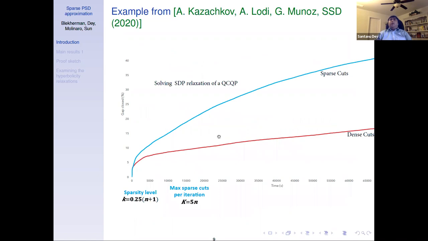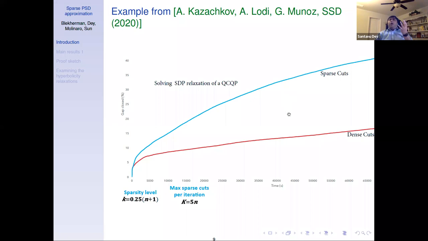In this figure, this is time, and this is the gap closed with respect to the dense cuts and sparse cuts. You see that the sparse cuts are doing far better. So if you have limited time, you should try to solve these SDPs using these sparse cuts.